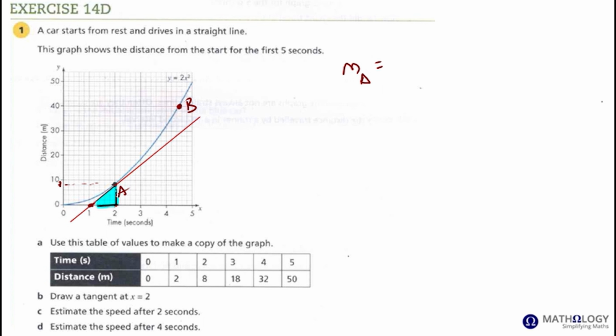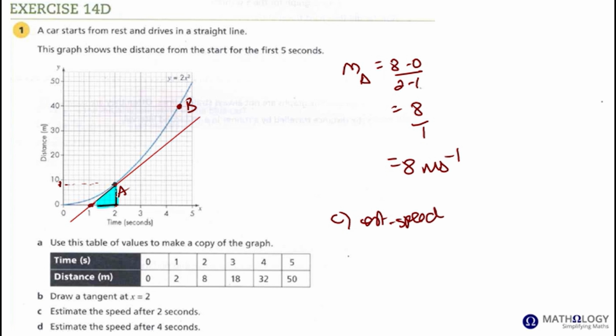So y2 minus y1 will be 8 minus 0, and then x will be x2 minus x1, so it will be 2 minus 1. So that equals 8 over 1, which is 8 meters per second. So the estimated speed after 2 seconds is 8 meters per second.